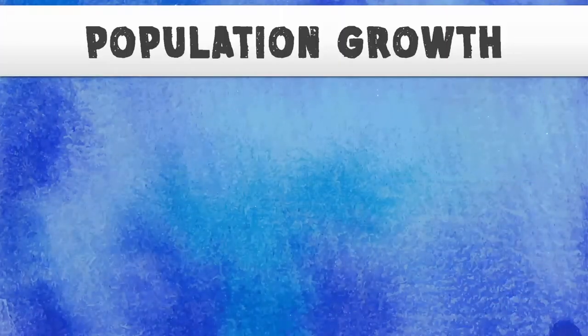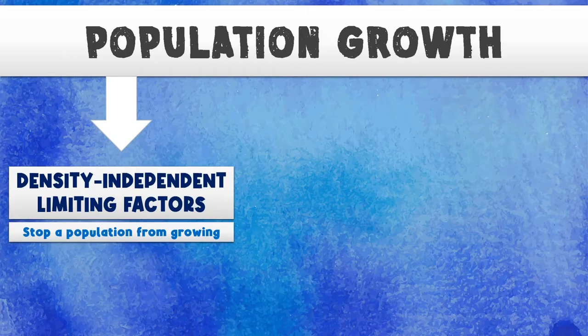Next one is population growth, which refers to the increase in the number of individuals in a population. There are two general factors that limit population growth. First is the density-independent limiting factors. These are limiting factors that can stop a population from growing. Examples are natural disasters, temperature, sunlight, and the activities of humans in the environment.